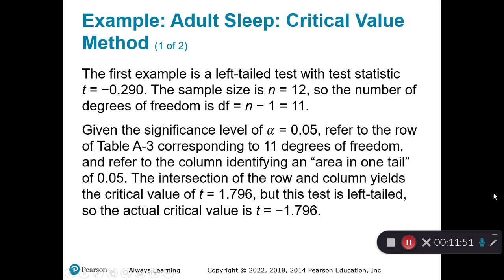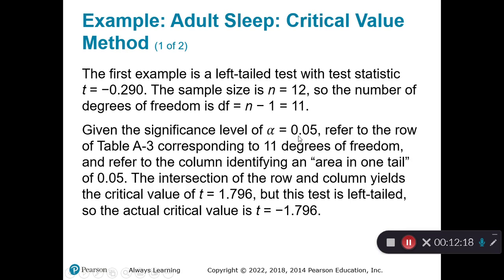Now, for those of us who don't have the TI-83 or 84 calculators, or we simply choose not to use it, we're going to reach the same conclusion by using the critical value or the critical region method. Recall that this is a left tail test. Our test statistic value is negative 0.29. Sample size is 12, so the degrees of freedom is 1 less than that, or 11.